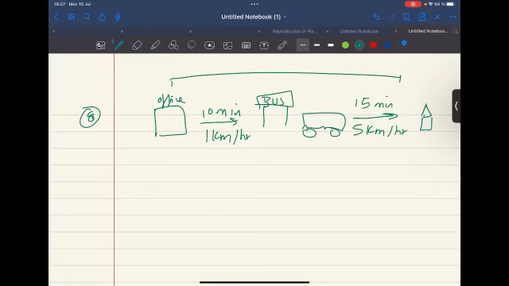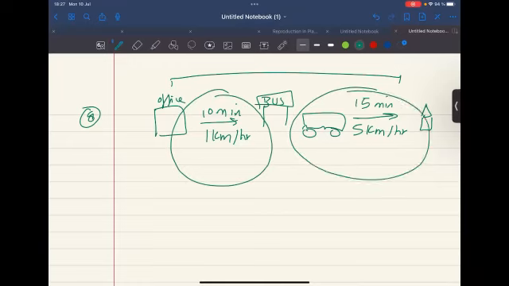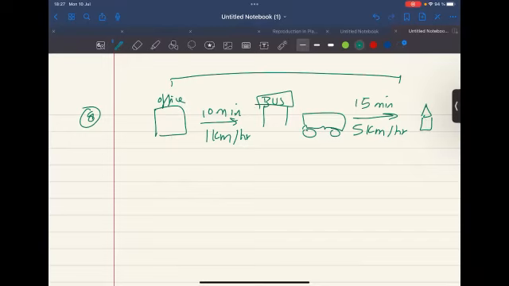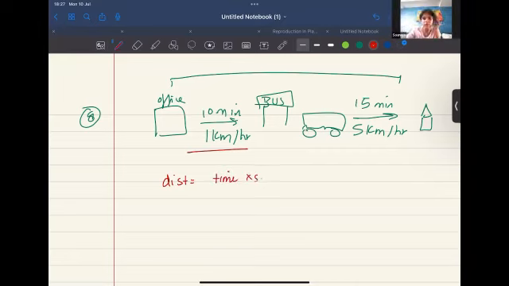So you need to find the distance between the office and the bus stop, and the distance between the bus stop and her house, and add both of them. Is it clear till here? Yes, ma'am. Okay. First you need to calculate this. So what is the distance formula? Distance is time into speed. Is it correct? Yes, ma'am, time into speed.